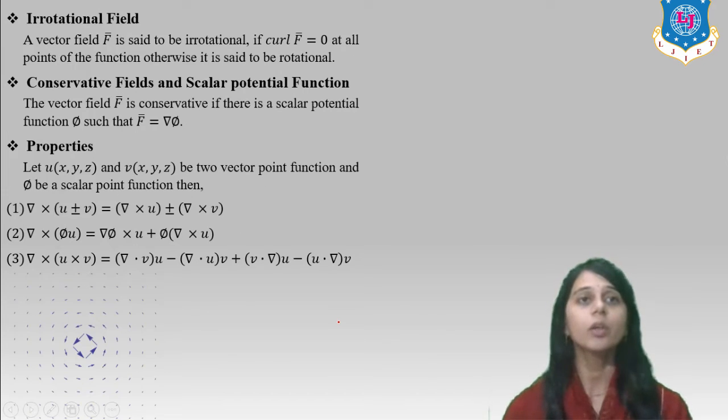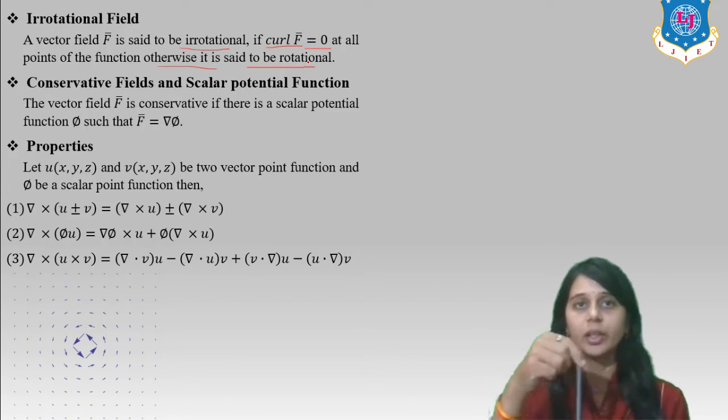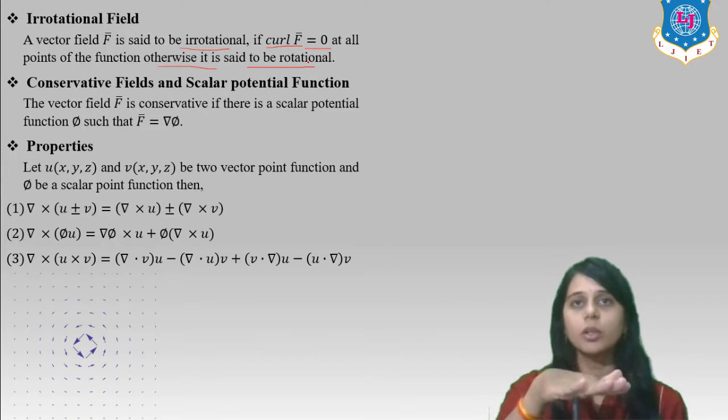Irrotational field. A vector field f is said to be irrotational if curl f equals 0 at the point of the function, otherwise it is said to be rotational. Irrotational means it does not rotate. If it does not rotate, then curl of f is 0. If it is rotational, then it is not 0.